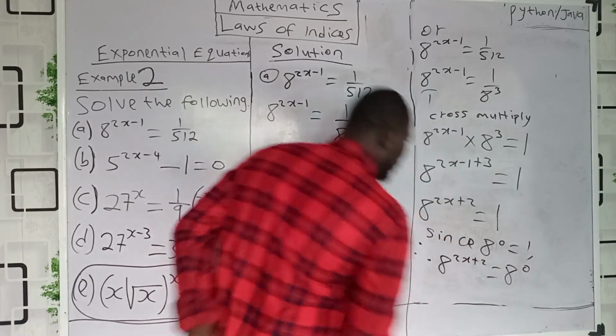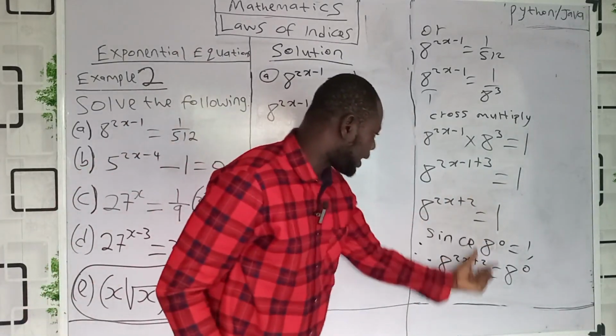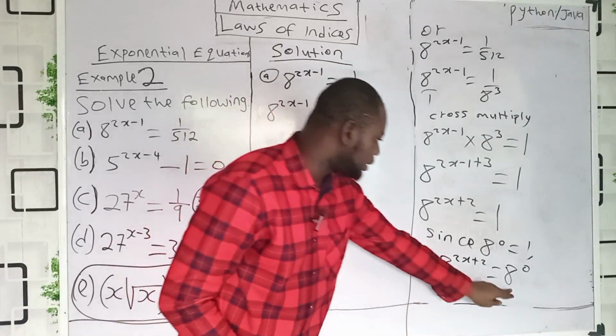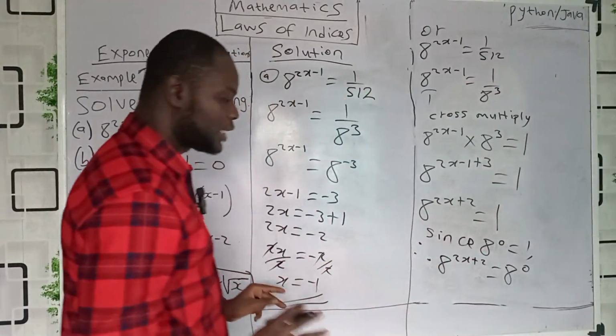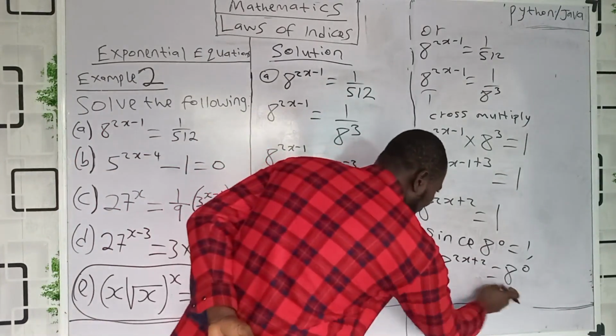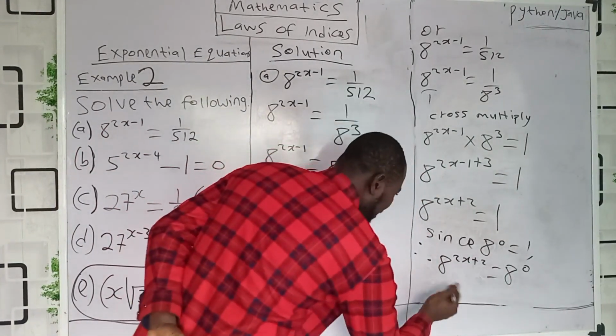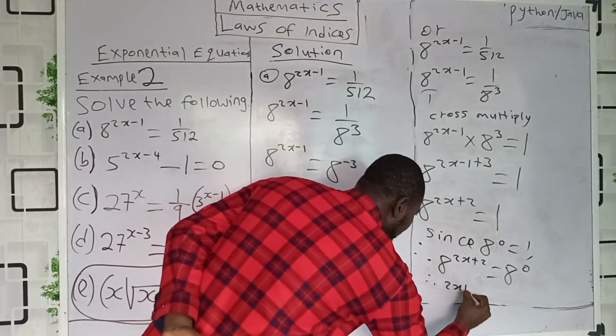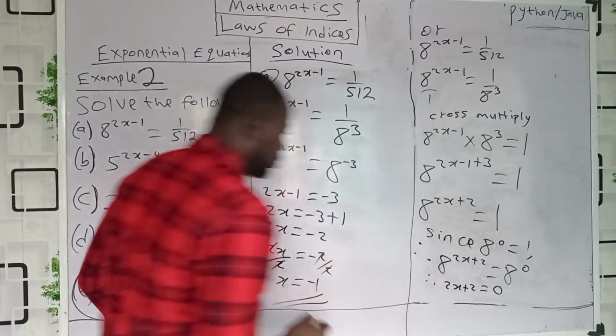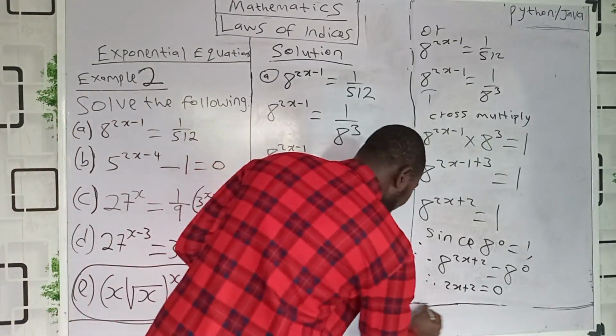raised to power 0. So that means this equation and this one, we have not changed anything because 8 raised to power 0 will still give us what? 1. Then the powers are what? The bases are equal, therefore the powers are equal. 2x plus 2 equal to 0. Beautiful. Are you with me, everyone?